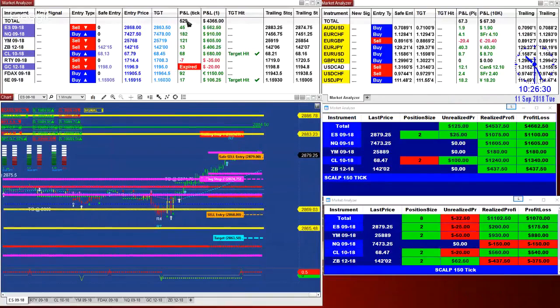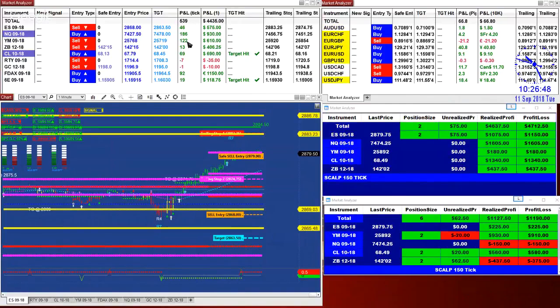At the moment, we have 529 ticks based from the last entry signal. It's not for all day long, it is based from the last entry signal. And we have on the NASDAQ 185 ticks. And on the YM, we have 122 ticks and 13 ticks based from the last entry signal. And then 69 ticks on the CL. And then the Russell is going south, gold is going south.